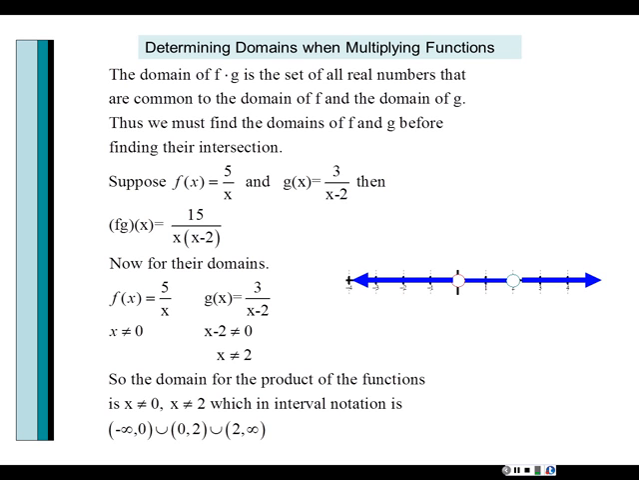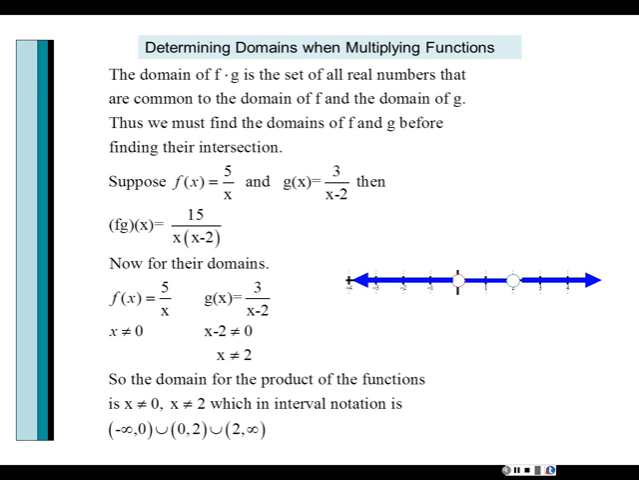Everything else is okay. So here is the blue line. We excluded the 0. Do you see we are excluding the 0? This means exclusion. Now, for the g part, we want to make sure that x minus 2 is not 0. By that we know that x cannot be 2. So we excluded 2. Now, when you combine these two by multiplying, we want to make sure that both of these points are excluded.